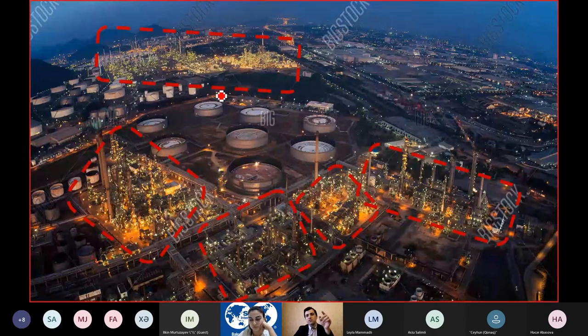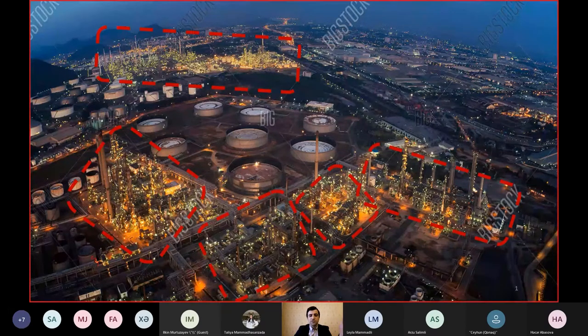Each square in the block diagram is a unit, and each unit has many different types of equipment, such as pumps, compressors, columns, reactors, furnaces, heaters, heat exchangers, etc. One unit can consist of between 50 and 500 pieces of equipment. This is what we mean by a unit in the refinery.